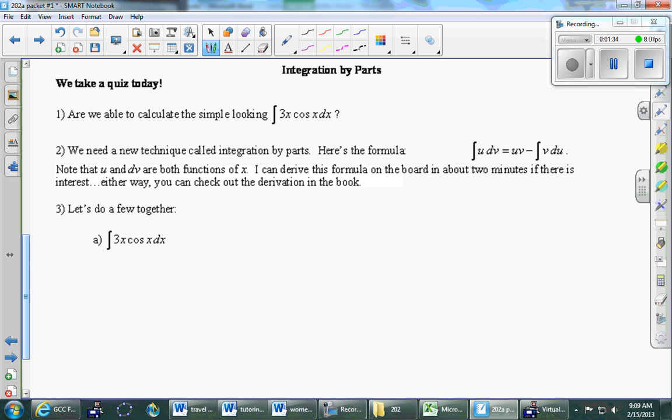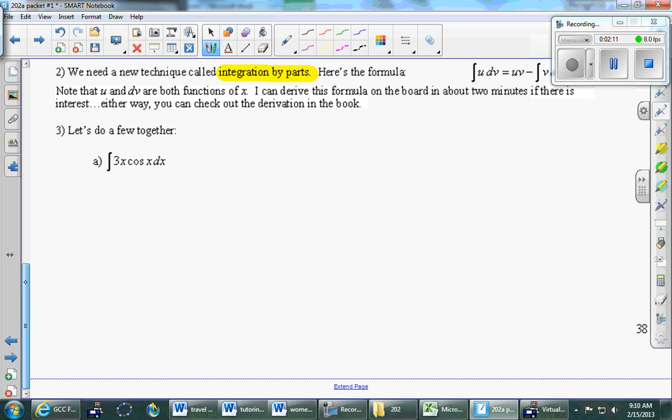So new technique, it's called integration by parts. And there's a formula which looks like a whole bunch of gobbledygook. Integral of u dv is equal to uv minus integral of v du. You're going to throw that on the formula sheet. But let's just see if we can work through that formula. I'm not going to derive it here because we're a little bit short on time today, but I'm pretty sure there's a derivation in the book. If you're dying to see one, stick around for 2 minutes after class and we can look at it together. But let's just see if we can use it. So we're going to do a few integrals together with this new formula. And the first one we'll do is 3x cosine of x dx.